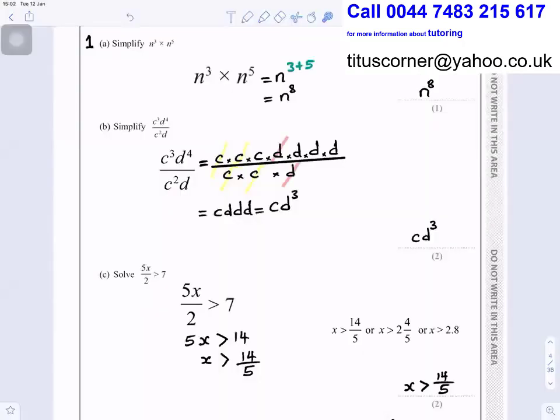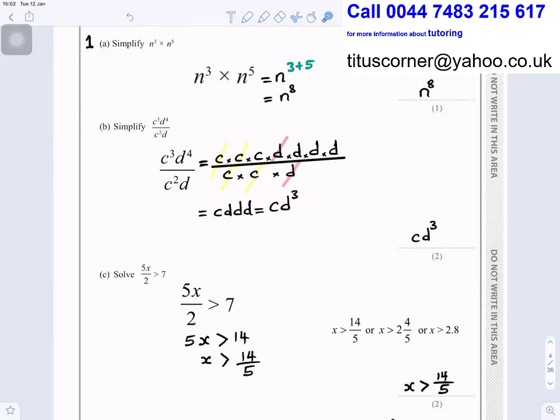So the way we do this type of question is the base is the same, n and n, so we add the power. One of the laws of indices. So 3 plus 5 gives you 8. So your answer is n to the power 8.